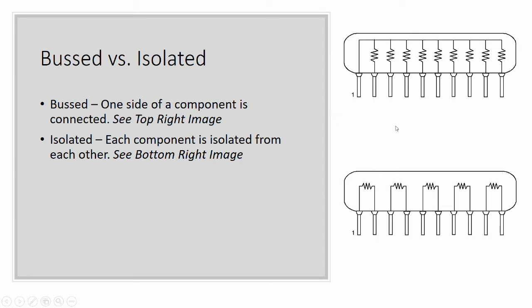Here we can see an example of resistors. At the top right, this is what we call a bussed resistor. Basically all of these individual resistors are connected by one pin, or one set of wires, onto one side. We'll go over how to know which pin this is later. Isolated is where each component, or in this case resistor, is isolated from each individual one. So if something happens to this resistor, it's not generally going to affect this one necessarily.